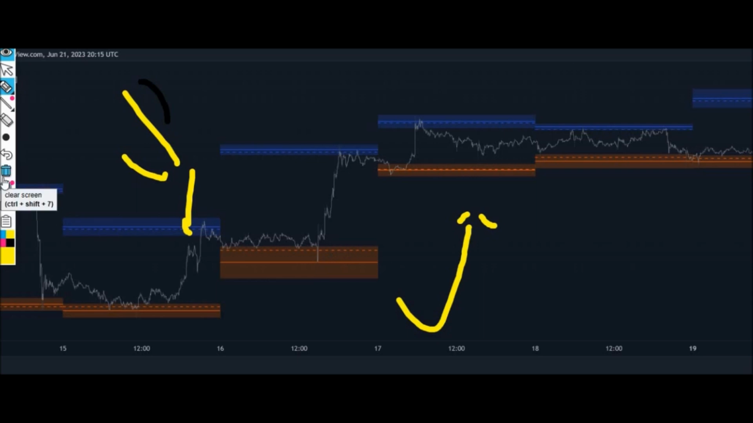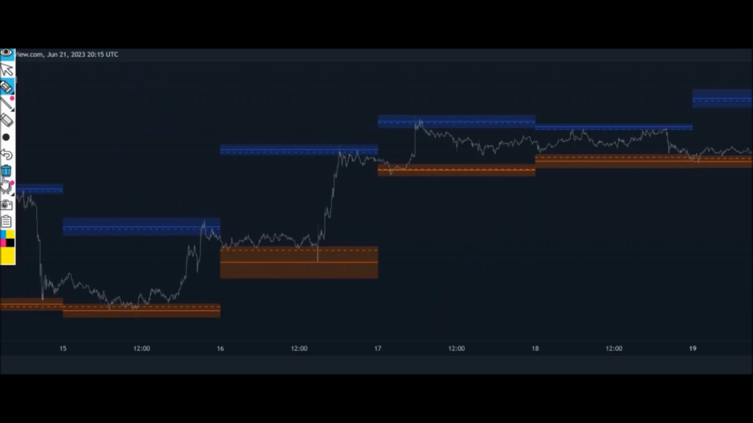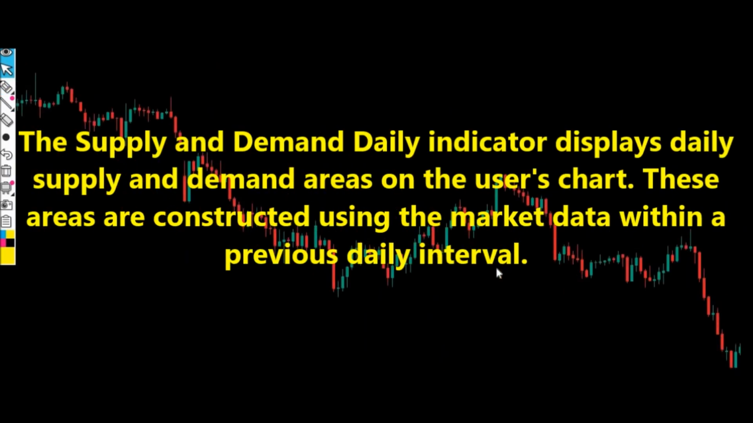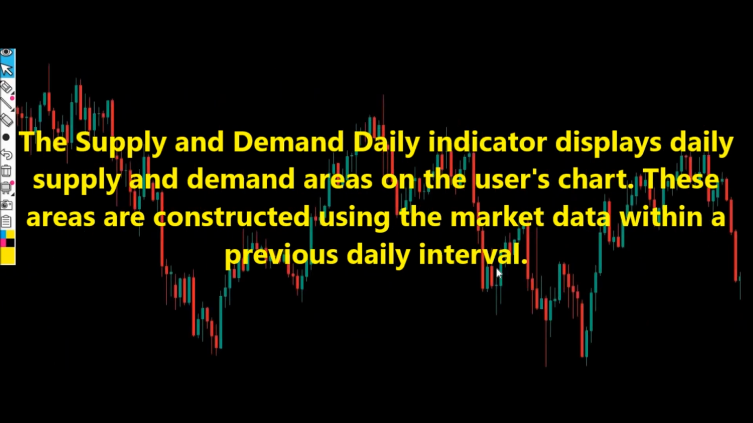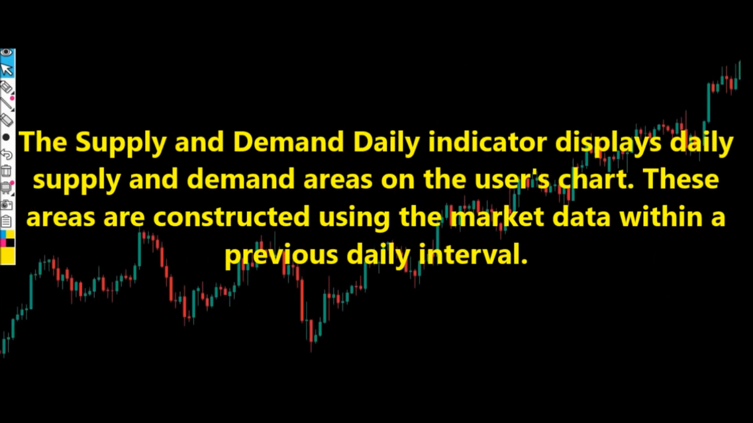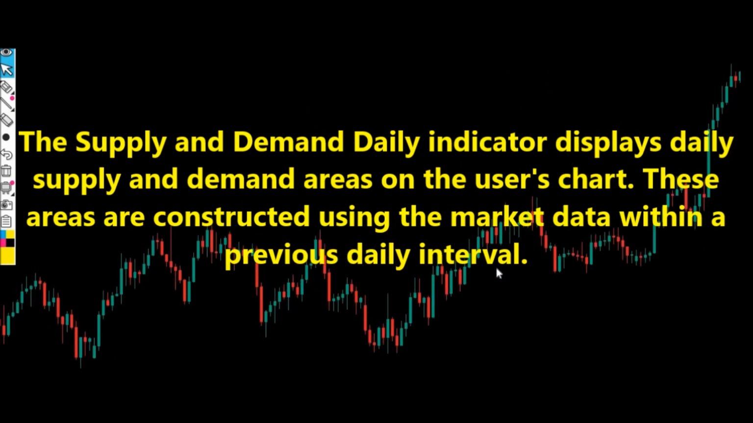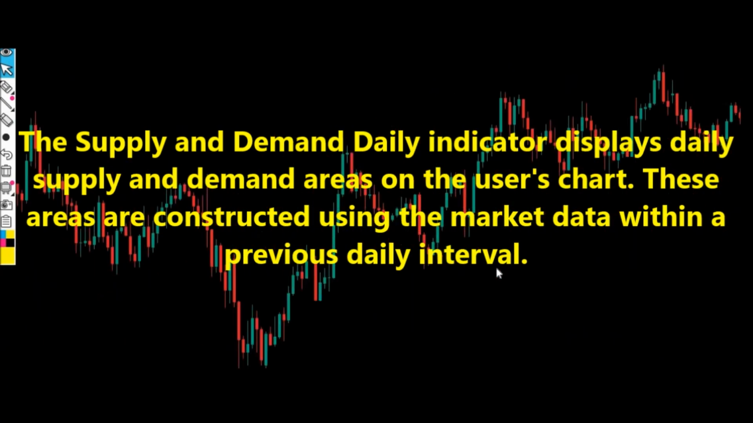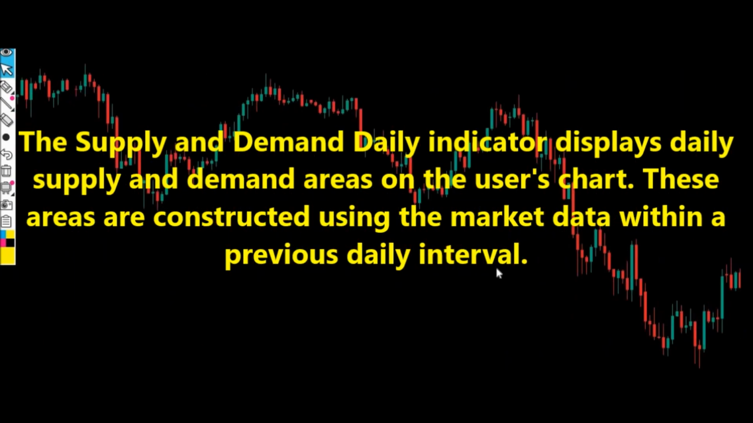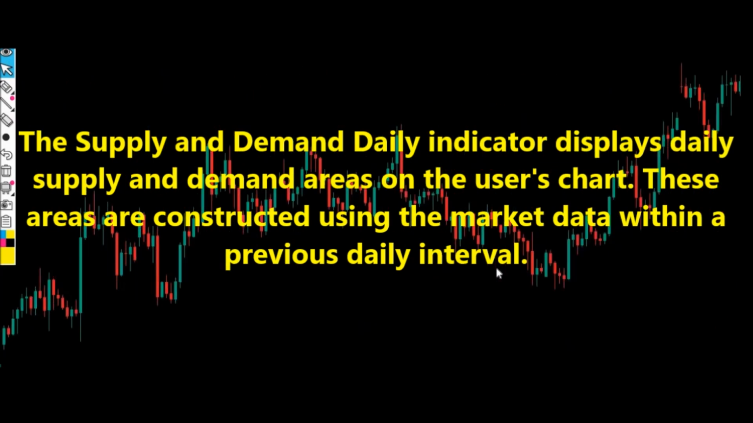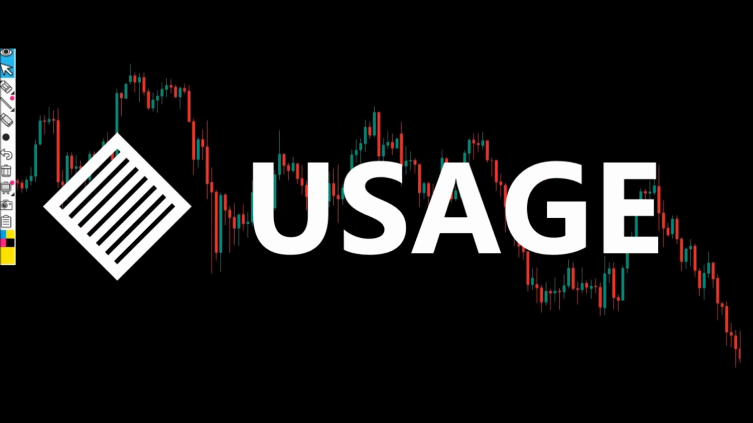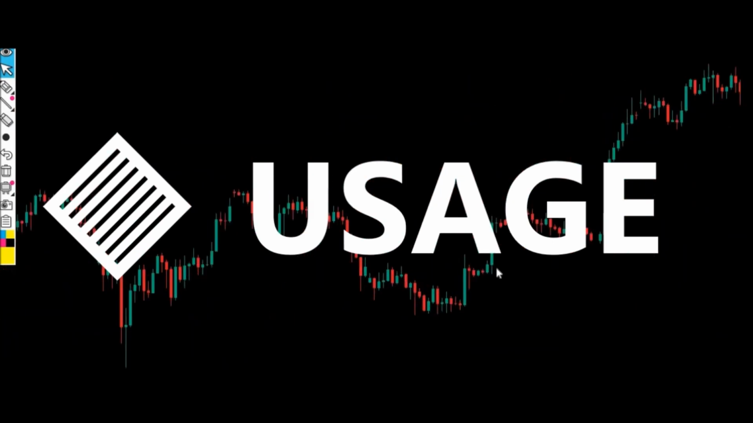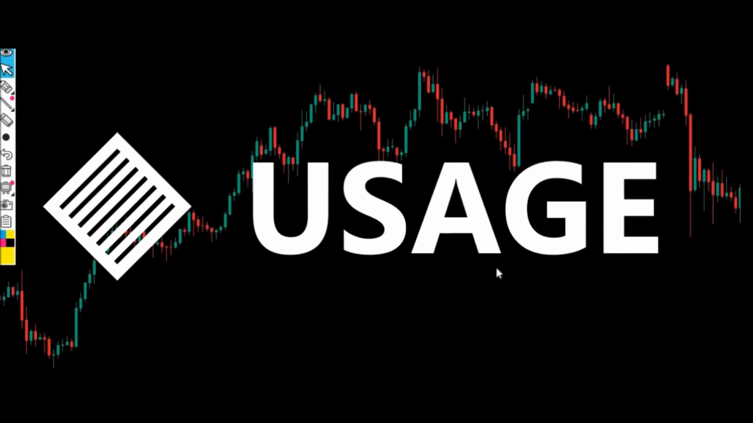So guys, let's look at the description of this indicator. After the description, we look at the usage. The Supply and Demand Daily indicator displays daily supply and demand areas on the user's chart. These areas are constructed using the market data within a previous daily interval. This indicator makes use of the same logic as our previous one. That's the description, and without further ado, let's look at usage number one.